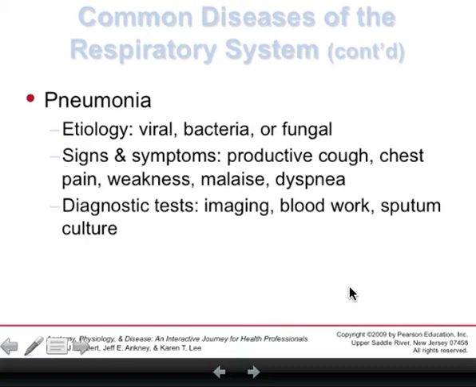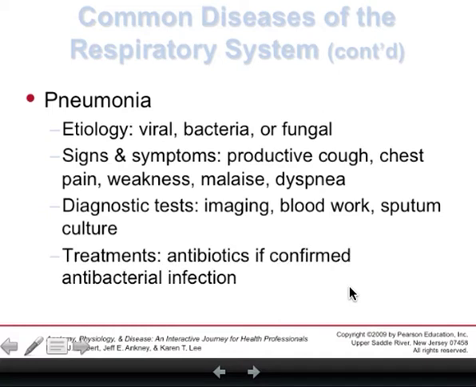The diagnostic tests include imaging, blood work, and sputum culture, and the treatments are antibiotics if we confirm that it's a bacterial infection. If not, obviously we may use antibiotics to prevent secondary infection, but in most cases we assume that it's a viral pneumonia, then essentially we just provide for bed rest and let the body take its own defensive action.